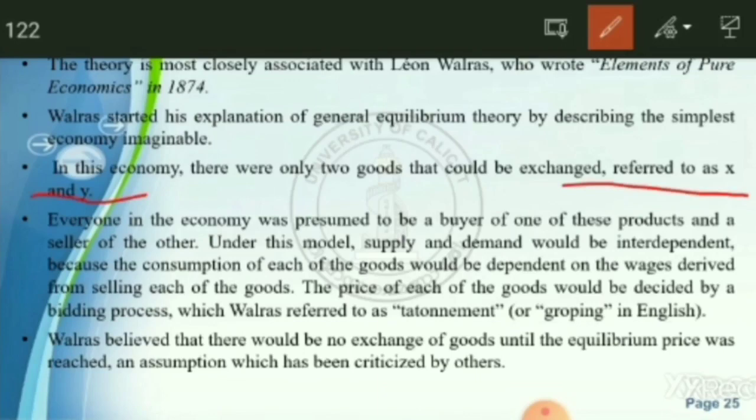Everyone in the economy was presumed to be a buyer of one of these products and a seller of the other. Under this model, supply and demand would be interdependent because the consumption of each of the goods would be dependent on the wages derived from selling each of the goods. The price of each of the goods would be decided by a bidding process which Walras referred to as tatonnement, that is groping, in English. So Walras believed that there would be no exchange of goods until the equilibrium price was reached, an assumption which has been criticized by others.